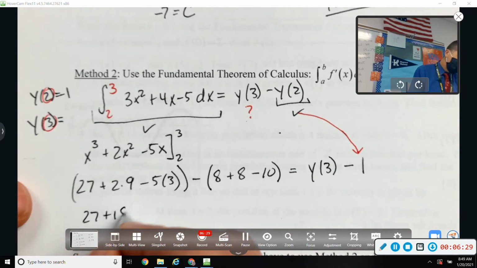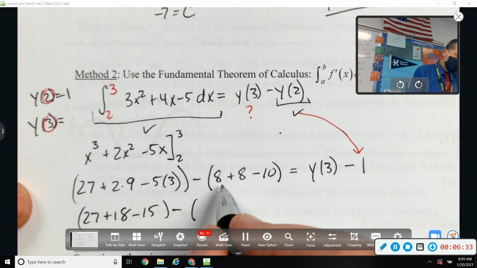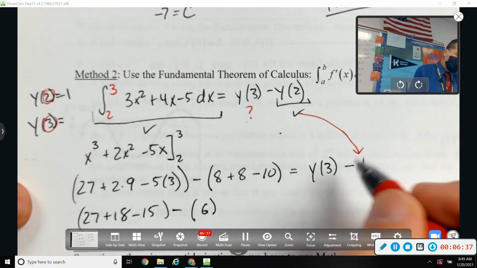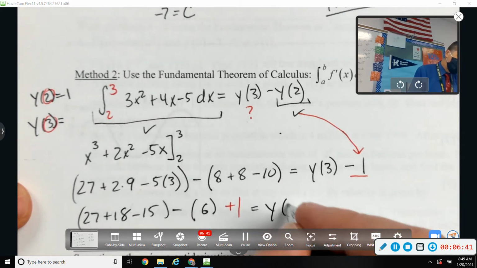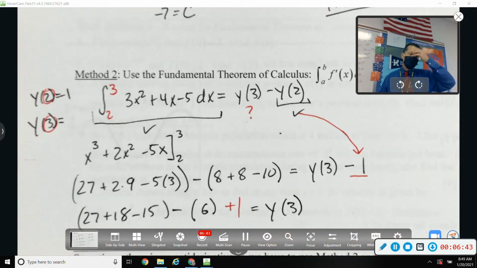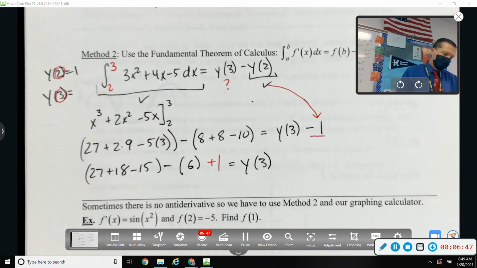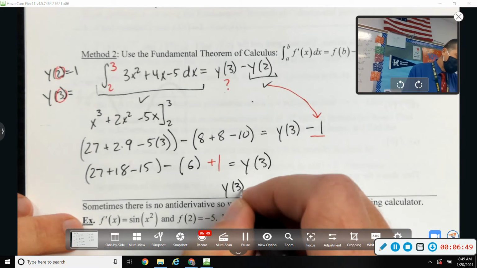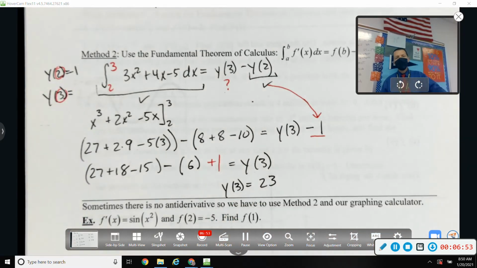27 plus 18 minus 15, minus 16 minus 10 is 6. I'm just going to move that minus 1 to the other side, plus 1. And I could safe stop that right there. But if I wanted to compare it to method 1, what do you know? It's also 23.